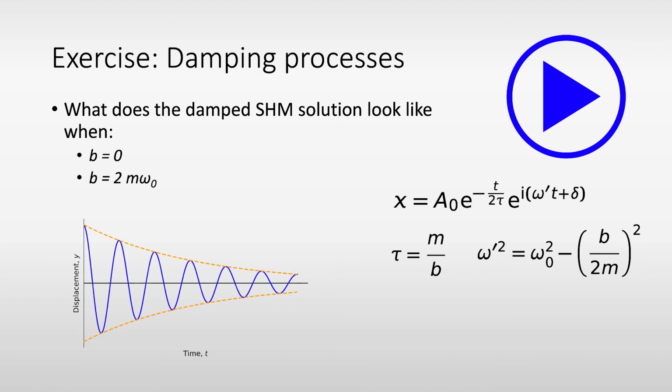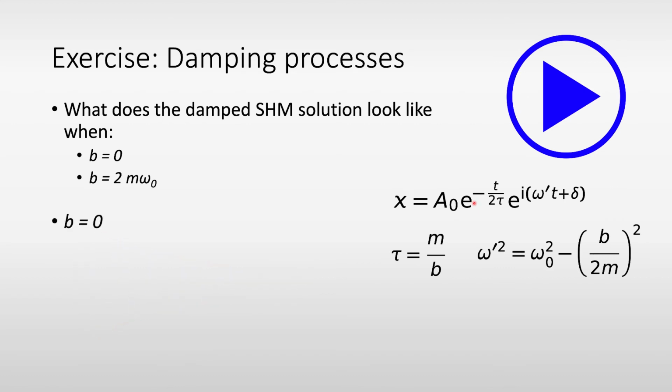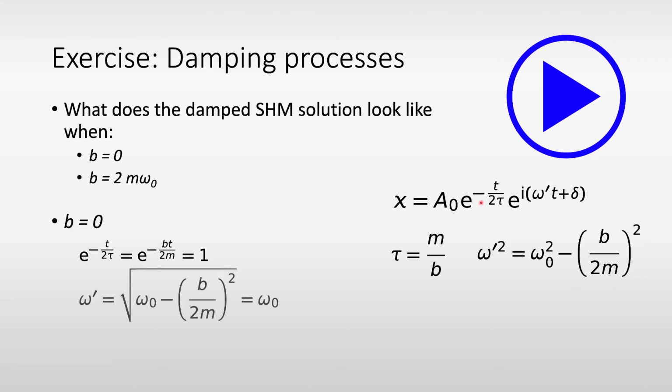Well, let's look at a situation where b equals 0. So b equals 0, we plug this into our various equations. We find that the exponent, the envelope describing the decay of the amplitude, goes to 1. And we find that the angular frequency of the damped oscillation, because this term goes to 0, is simply equal to the original undamped frequency. So we have an expression for x is A0 e to the i (omega 0 t plus delta), which is the expression for an undamped oscillator. So this is undamped SHM. If b is 0, we have no damping, we have undamped SHM.